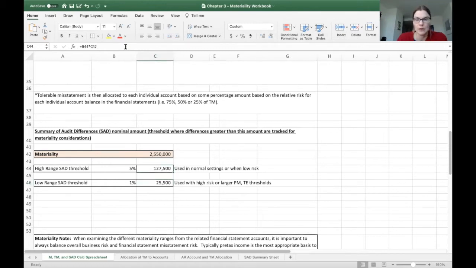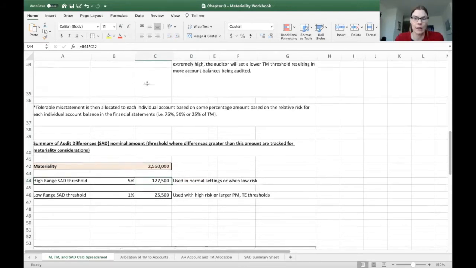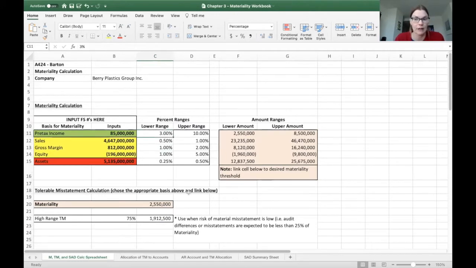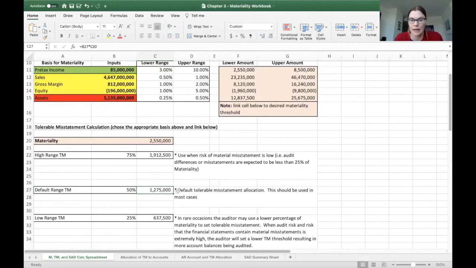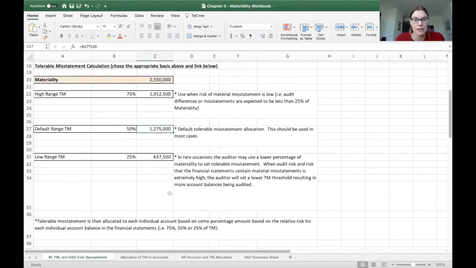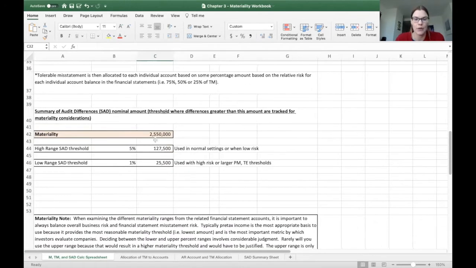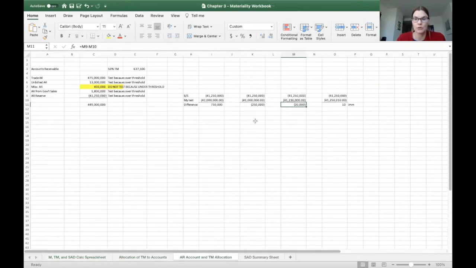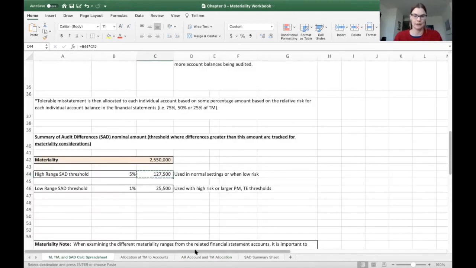Right? So let's say I use 5% for SAD. This is typically used in normal settings or when things are relatively low risk. Another thing you'll often see is if I've gone with the low end of the range in terms of selecting materiality, like I went with 3%, and then I went with 50% TM, not 75. So I'm sticking with the low end of the range. Then oftentimes what you'll see is that that auditor will then go with the high end of the range for their SAD to kind of balance themselves out. So let's say we go with the high end of the range SAD threshold, which is 127,500. That means when I come over here to look at my misstatement in the AR reserve, I am going to be comparing this number to that SAD threshold of 127,500.